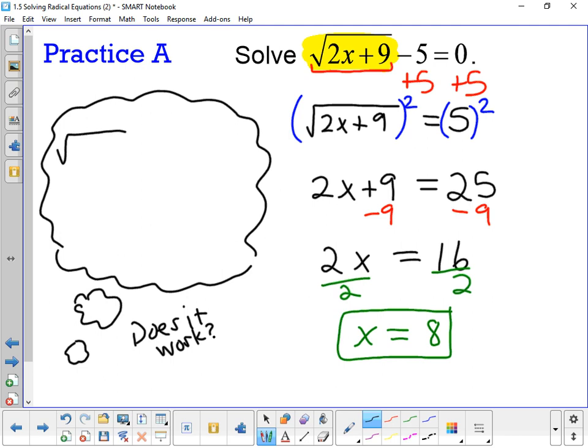So we have the square root of 2. We are multiplying that by 8. That was the answer that we got that we're hoping is the true solution. And subtract 5. We want to know, does it equal 0?